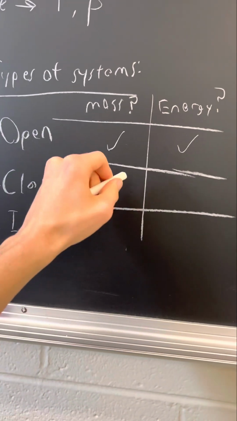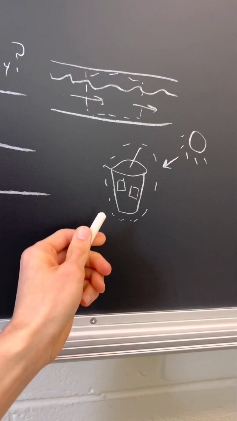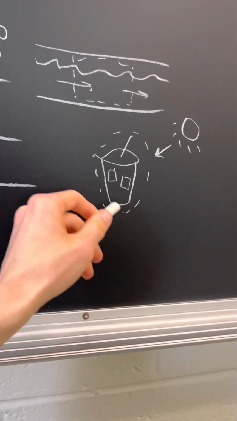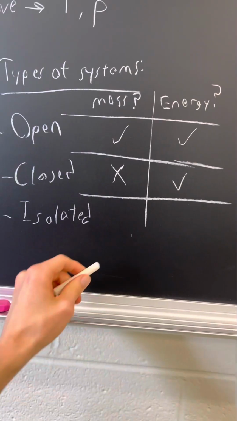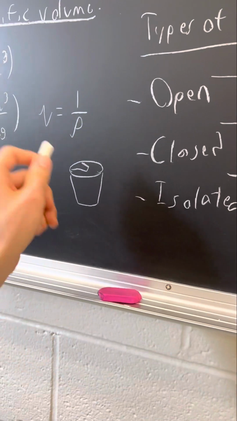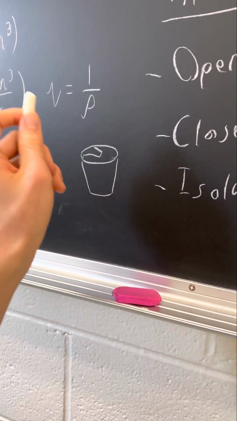In closed systems, we are not allowed to have mass transfer, but we can have energy transfer. This could be something like a cup of lemonade when it's outside. There's thermal energy going in, but we assume that none of the lemonade starts evaporating out. In isolated systems, we're not allowed to have mass or energy transfer at the boundary. I like to think of just like a really good thermos that over time, the temperature doesn't change and the mass doesn't change.